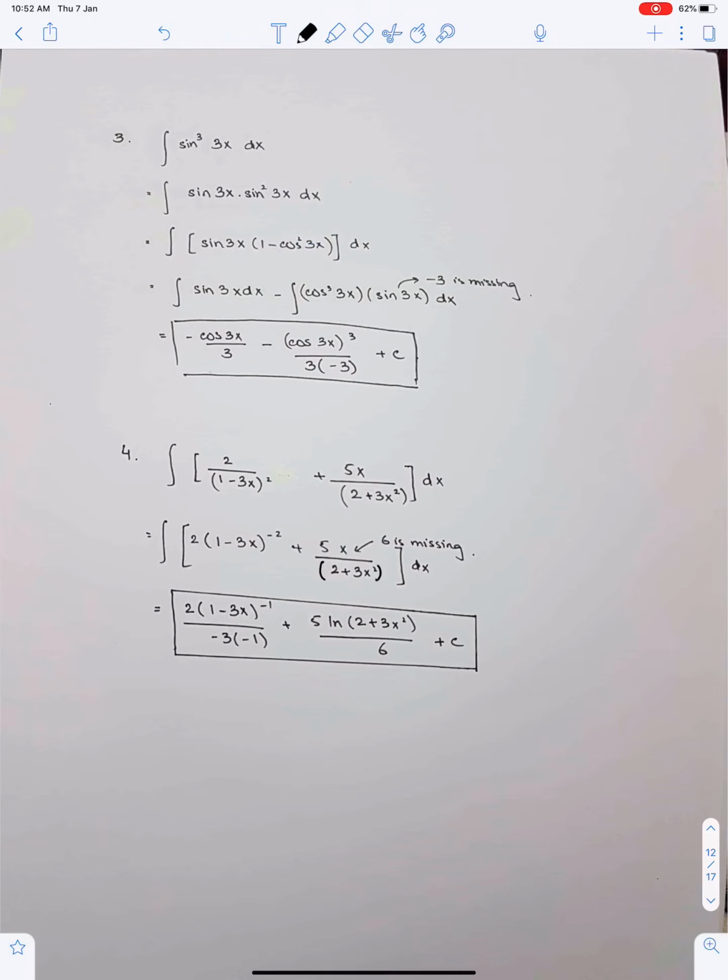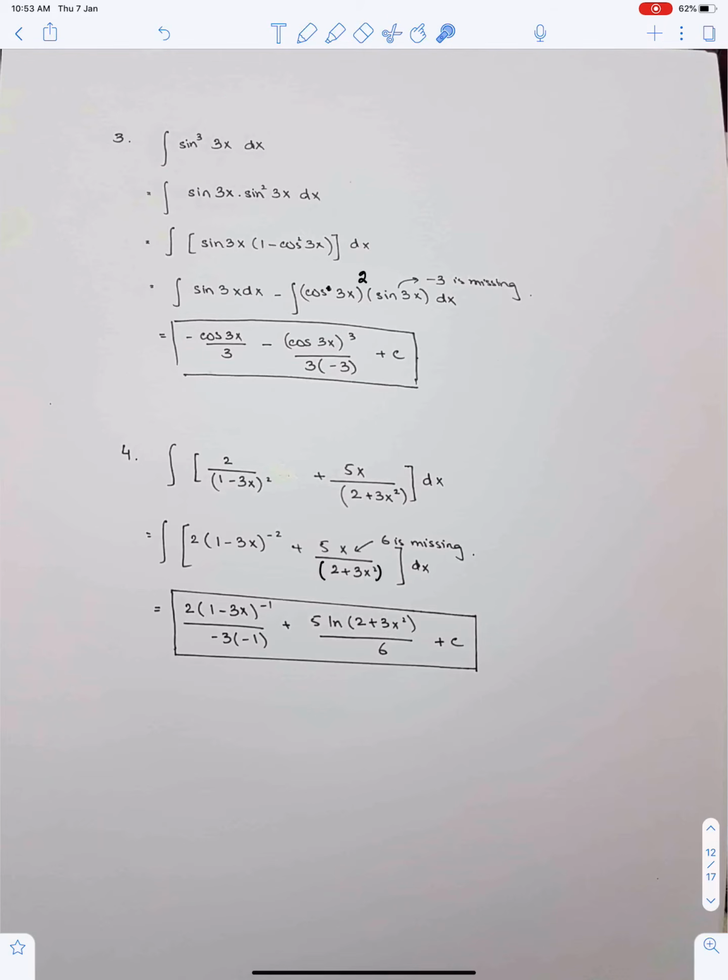let me clear this power. This is cos 3x power 2. So the differential of cos 3x is negative sine 3x times 3, minus 3 sine 3x. So in this differential, minus 3 is missing. So add 1 in power, divide the function by the resultant power, and multiply this resultant power with the missing differential. This is the way we integrate sine cube.